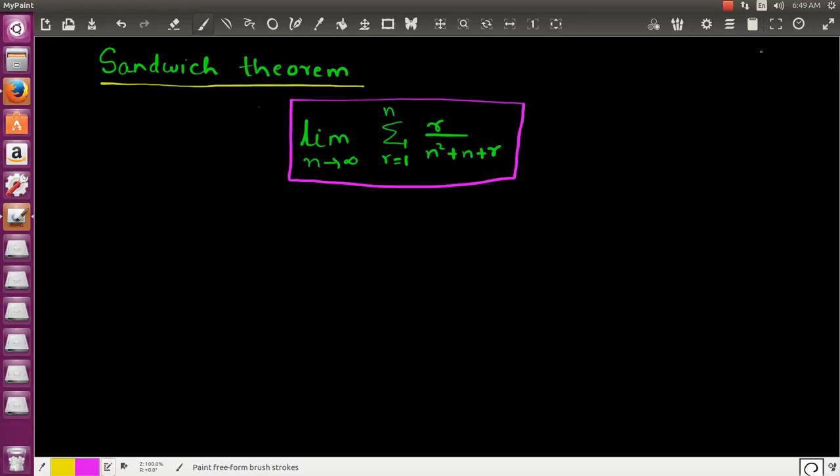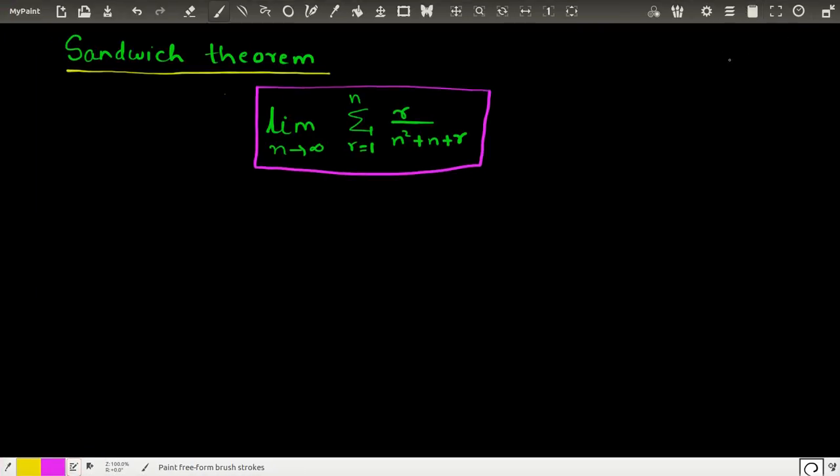Welcome, and this is a session on the sandwich theorem, which is there in the limit chapter. Now let's understand when we use the sandwich theorem.